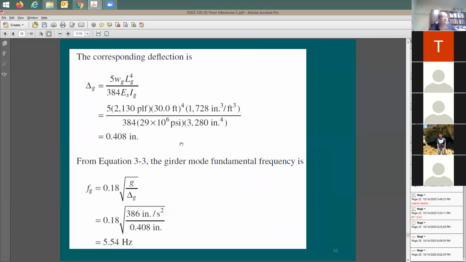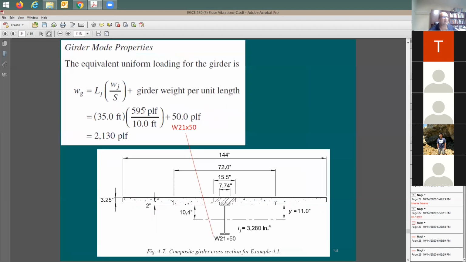Professor, one more thing. While calculating weight, you added the value of this one? Of the girder beam, right? Yes. This one here includes the slab weight, the beam weight, and the girder weight. This is what the girder is supporting. Also added the beam section weight? Yes, W21 by 50 in this case for the girder. You see here, this weight is going to be 50 pound per linear foot.